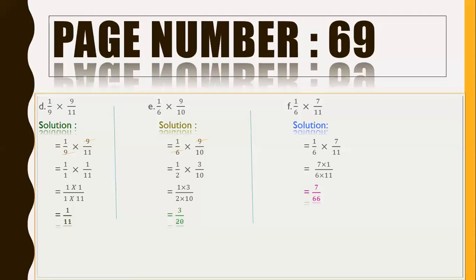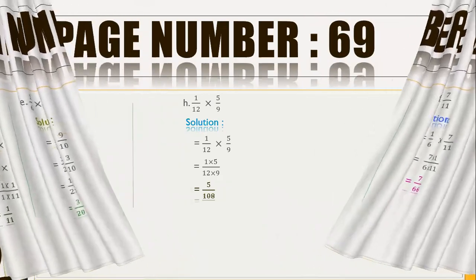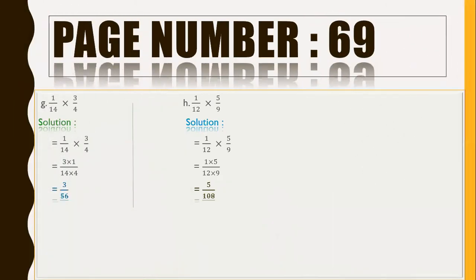Is it clear to you? Now two parts are left in this question. Come to part G. 1 over 14 multiply 3 over 4. Again, be careful when you are multiplying or when you are cancelling the terms. You see whether we can cancel any number over here, 1 over 14 and 3 over 4? No, because in the numerator two numbers are 1 and 3 and in the denominator 4 and 14. 4 and 14 cannot be cancelled with 3.